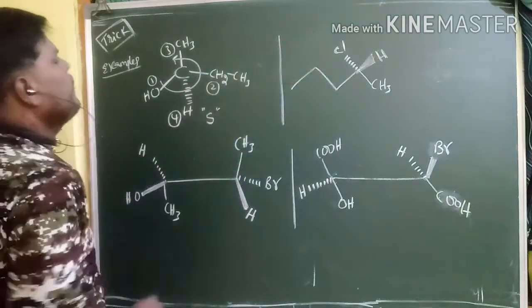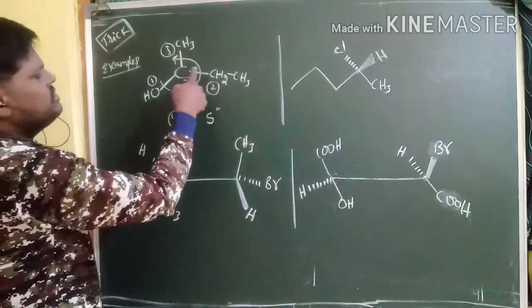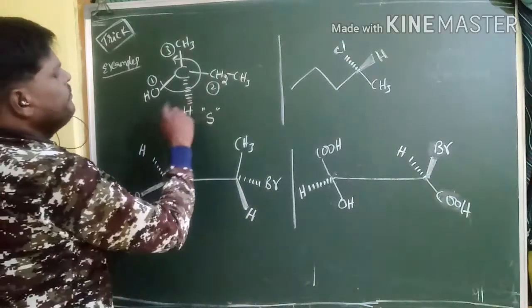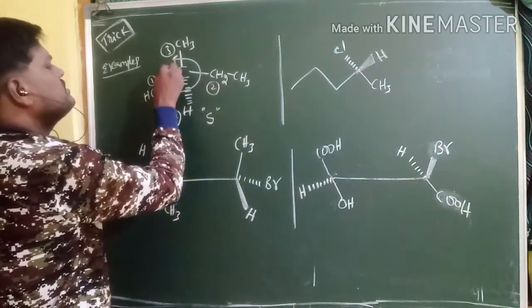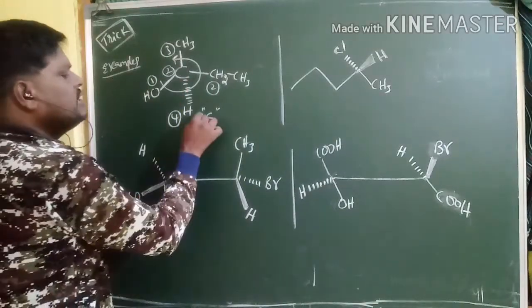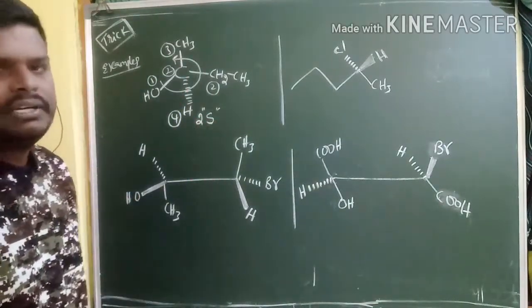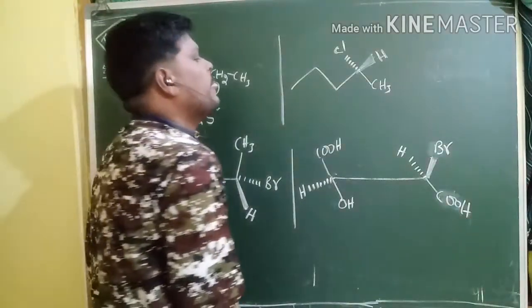Right. So here what is the longest chain for this molecule? 1, 2, 3, 4. So the chiral center is the second carbon. That's why this is 2S configuration. Right. Next, the second example.